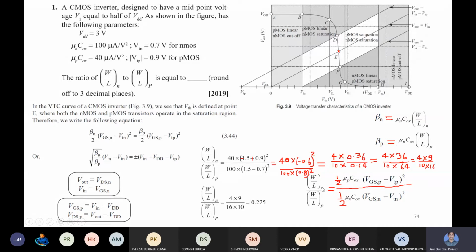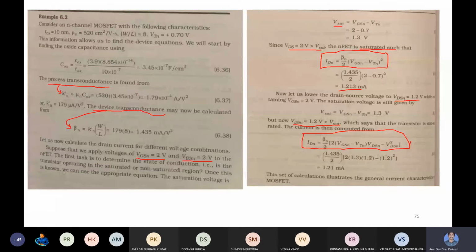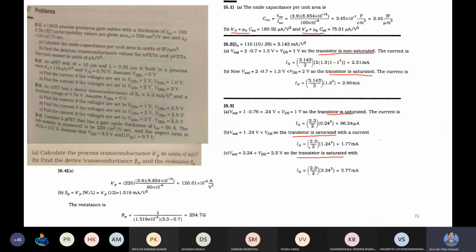So W by L n divided by W by L p, half mu p COX (VGSP minus VTP), and half mu n COX (VGSN minus VTN) whole square. Obviously VGSN is V in, and VGSP is V in minus VDD. So here you will put that, accordingly you will solve, then you can get it. So this is also one typical problem which you should solve.